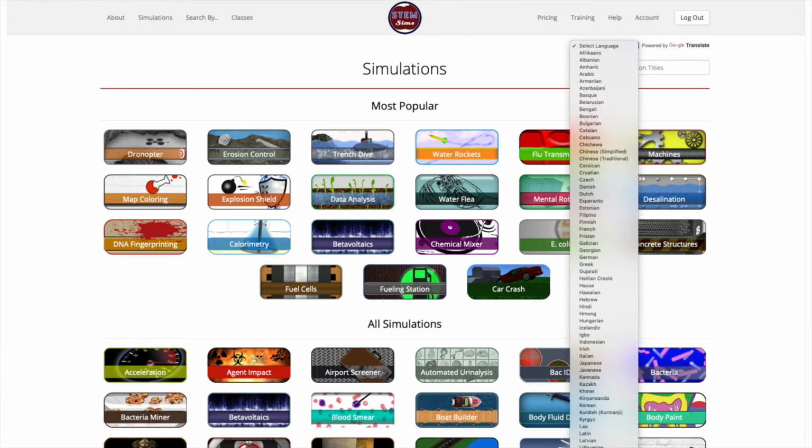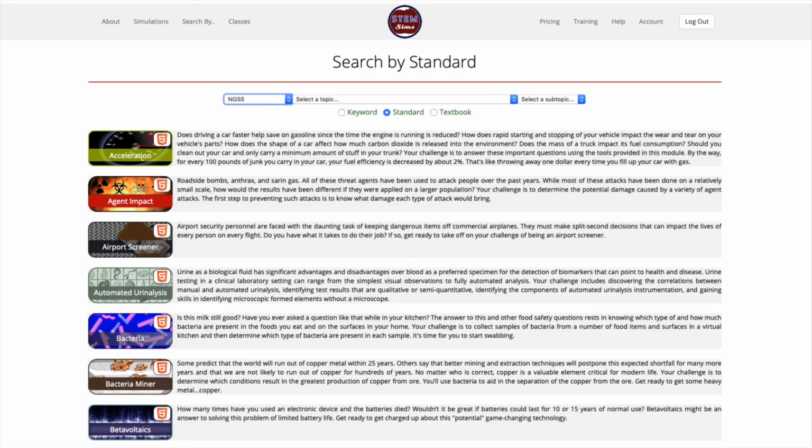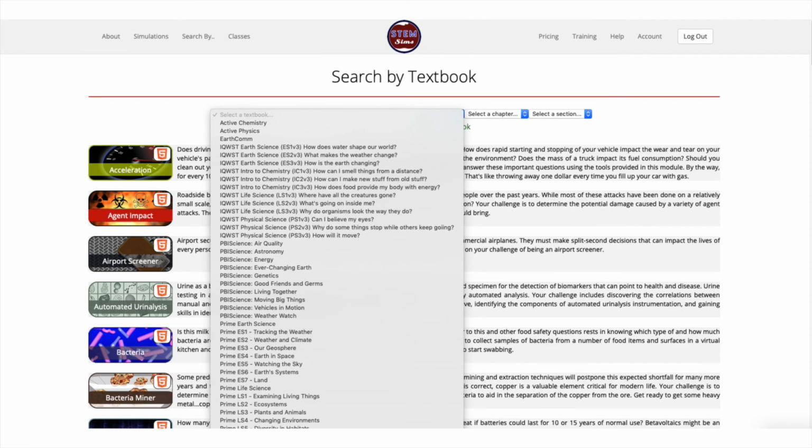STEMSIMS can also be translated into over 100 different languages by simply selecting the Google Translate option. You can search for STEMSIMS lessons by keyword, by standard, and by some textbooks.